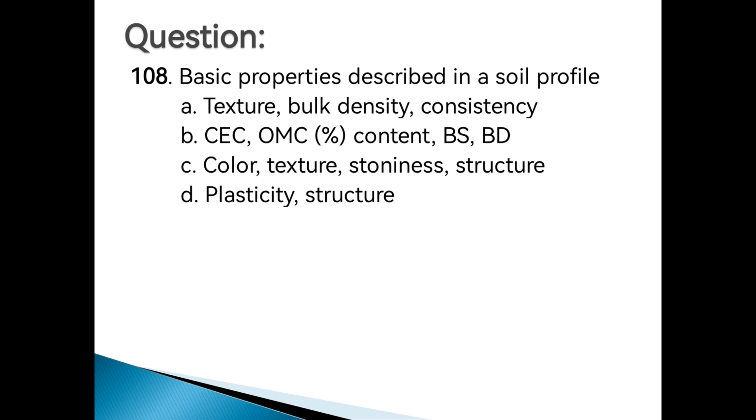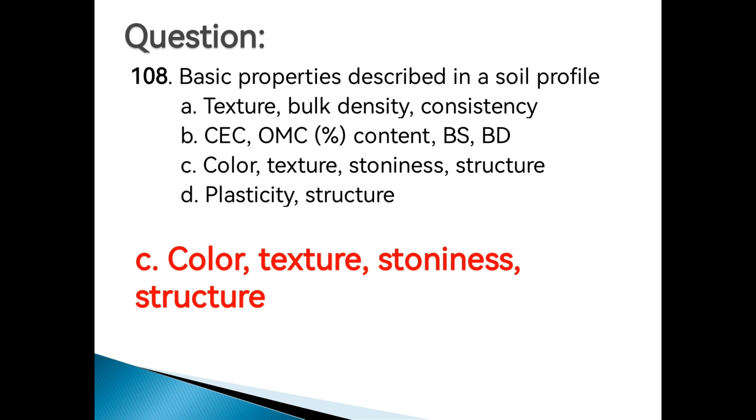108. Basic properties described in a soil profile includes A. Texture, bulk density, consistency, B. CEC, which is cation exchange capacity, organic matter content, base saturation, bulk density, C. Color, texture, stoniness, structure, D. Plasticity, structure. The correct answer is C. Color, texture, stoniness, structure.